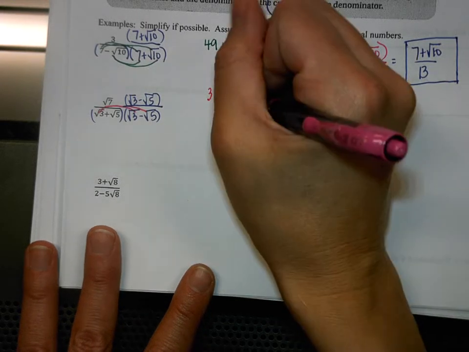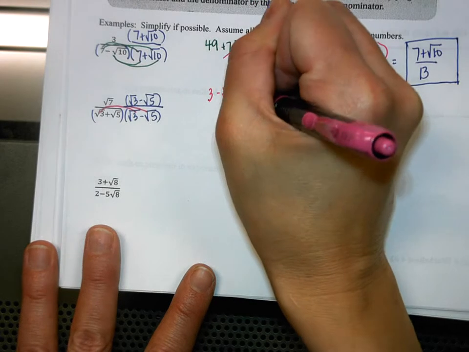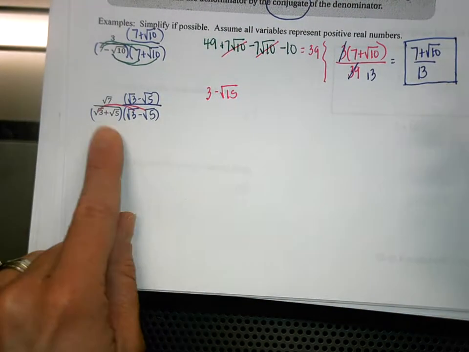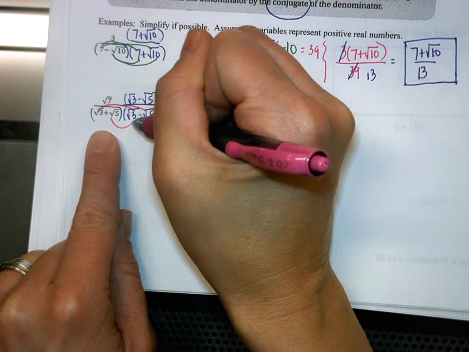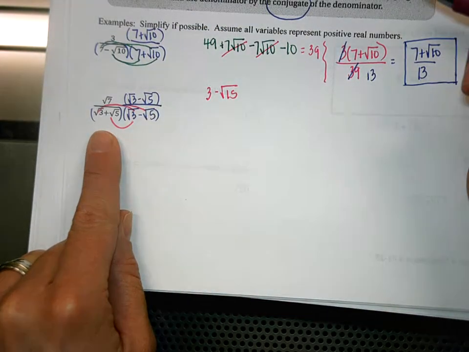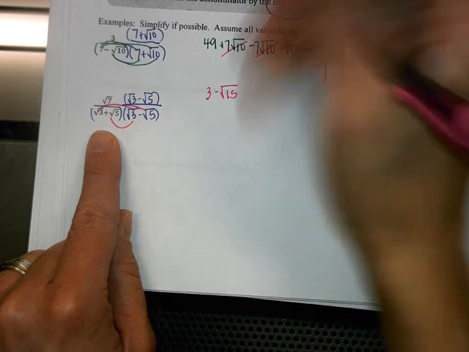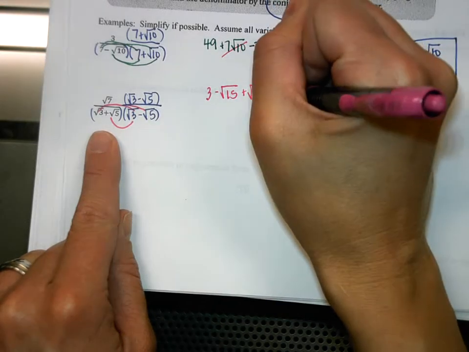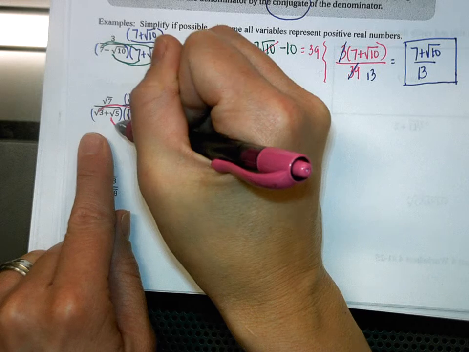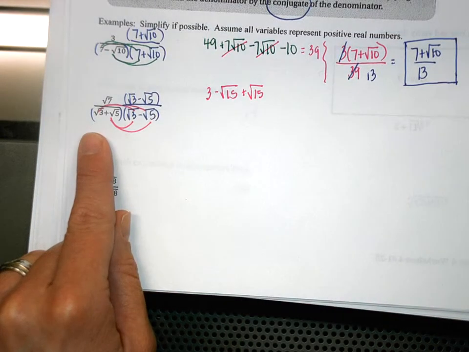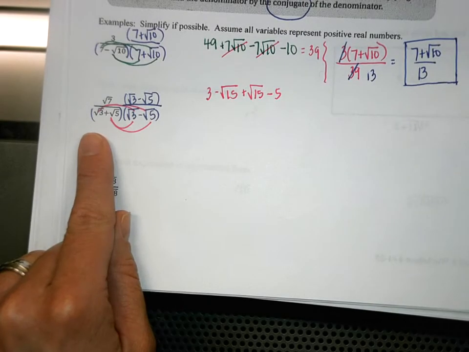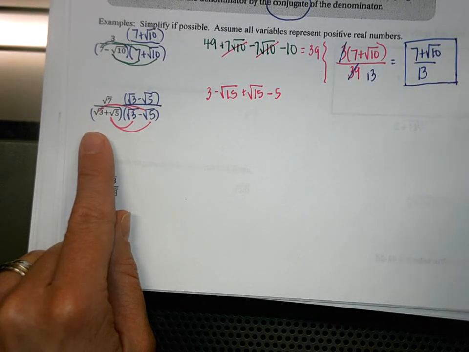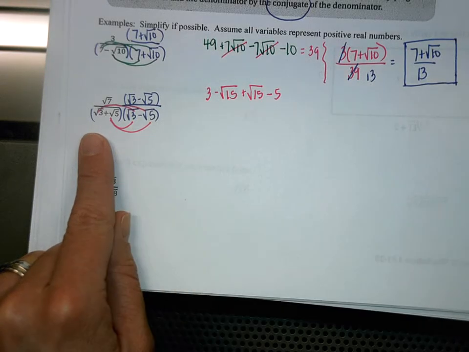Negative root 15. Good. Okay, now I'm moving down here. And so we have root 5 times root 3. A positive root 5 times a positive root 3 makes what? Very good. A positive root 15. And then we have a positive root 5 times a negative root 5. Negative 5, right? And if we need to write that out because it's confusing, we can. But if you're able to kind of just distribute and go through, that also works.